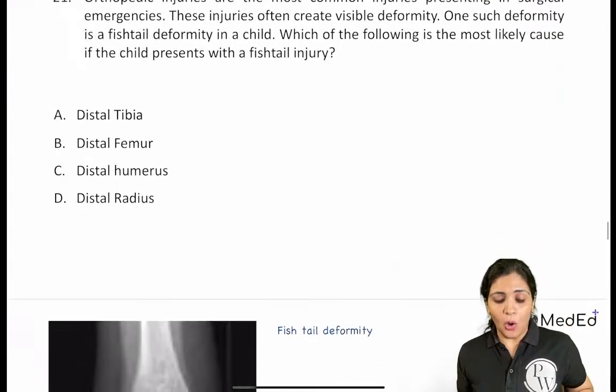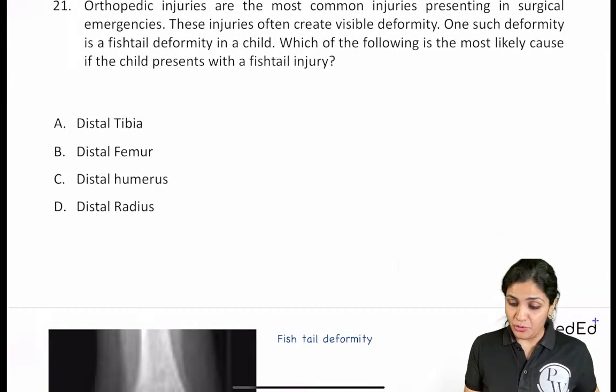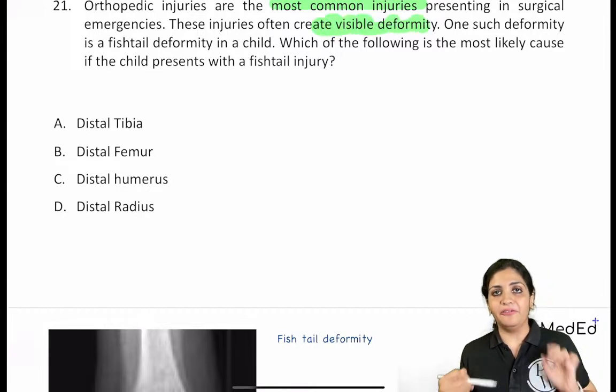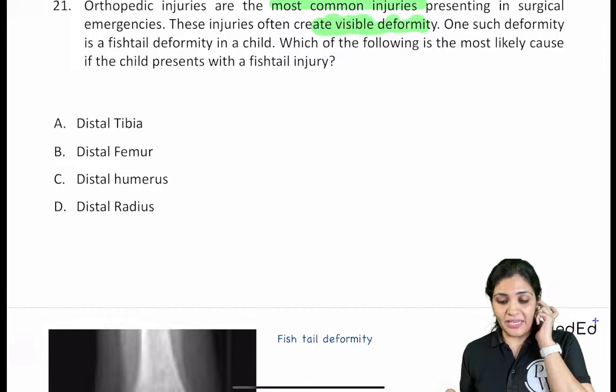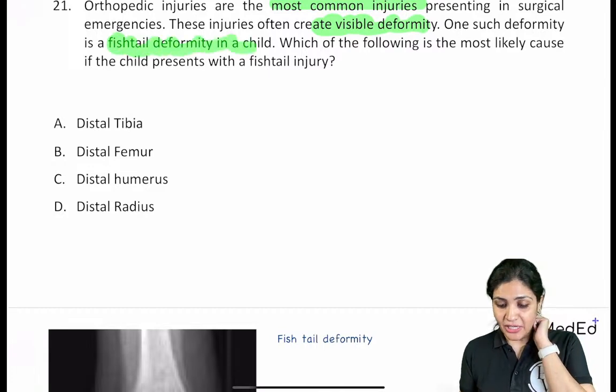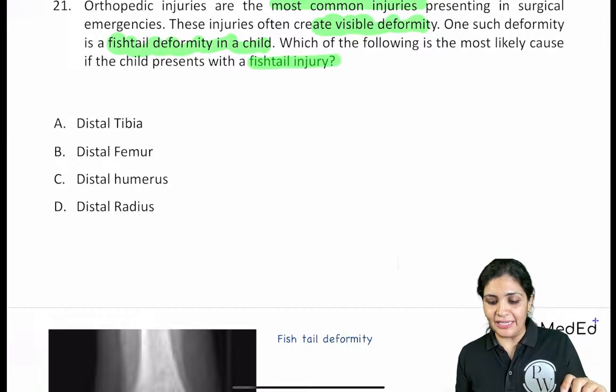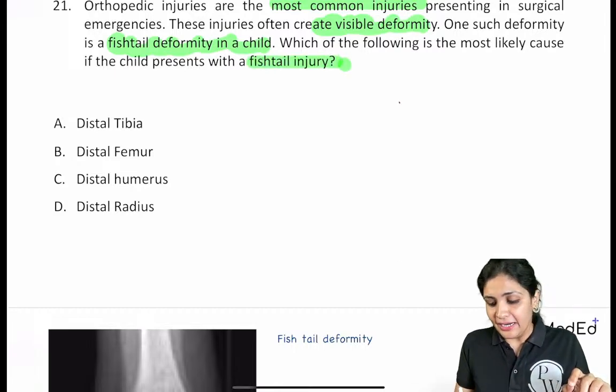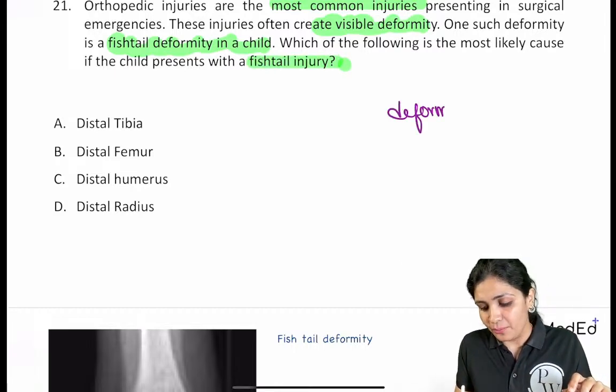Moving on to the next one, orthopedic injuries are the most common injuries, right? Presenting in the surgical emergencies, they often create visible deformities too. One such deformity is a fish-tail deformity in a child. Which of the following is the most likely cause if a child presents with the fish-tail injury? So here, usually there are certain names given to this deformity in orthopedics.